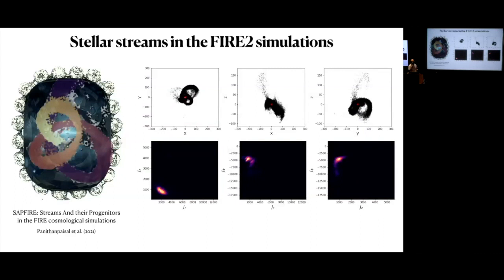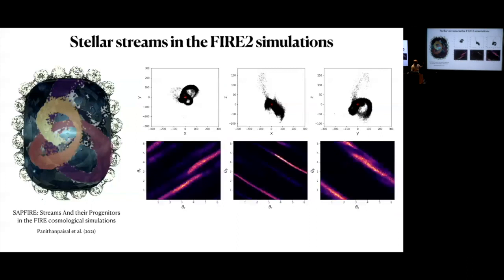So here, from the FIRE2 simulations, we looked at some of these streams from Nant's catalog. You'll hear about it probably in this afternoon's talk. This is one of the streams from, I think, M12F or M12I, and this is the J space of JR, J phi, JZ of that stream. But if we look at the angles, we can also see these parallel lines in the angle variables.